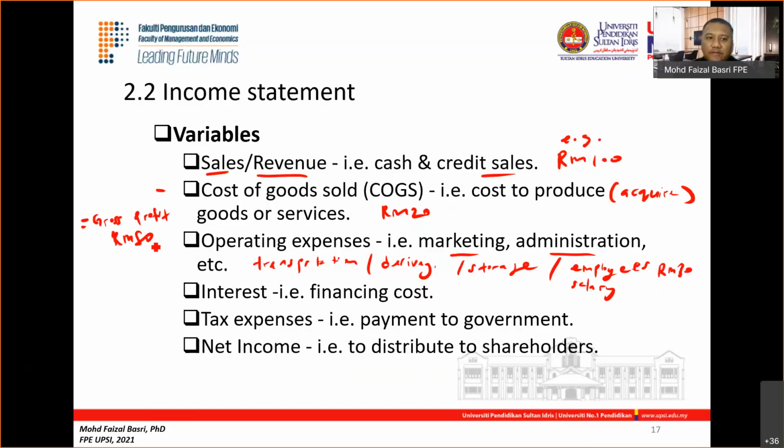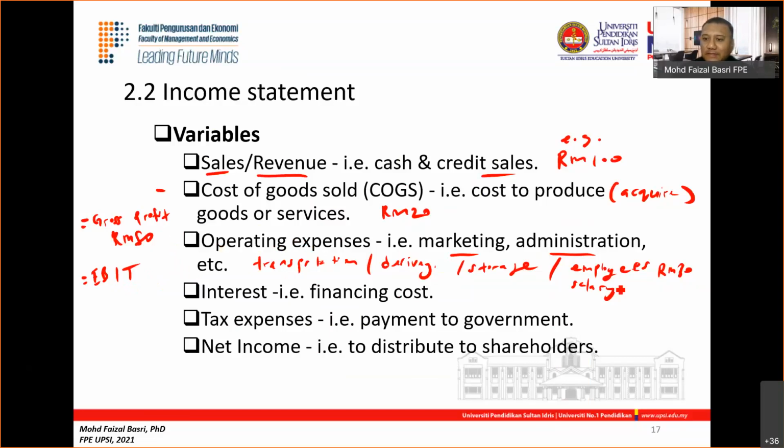So from gross profit of 80, you minus 30, you get another level of profit, which is known as earning before interest and taxes, EBIT. And it's also known as operating profit. After we deduct the operating expenses, we get EBIT or operating profit.